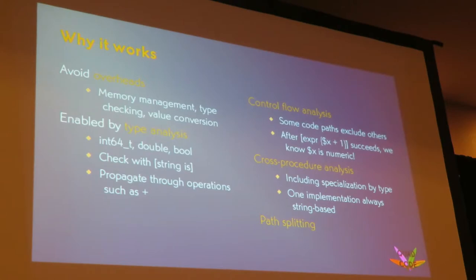Value conversions are also expensive: string to int, int to string, int to string to float. There's a lot of shimmering going on that we're able to eliminate, and that's all enabled by the type analysis. There's also a fair amount of control flow analysis where we can simply edit out some code paths. We know that they're impossible because they're type checks that we know are going to succeed or fail. And this extends to interprocedural analysis because we do keep track of types of arguments and types of results.